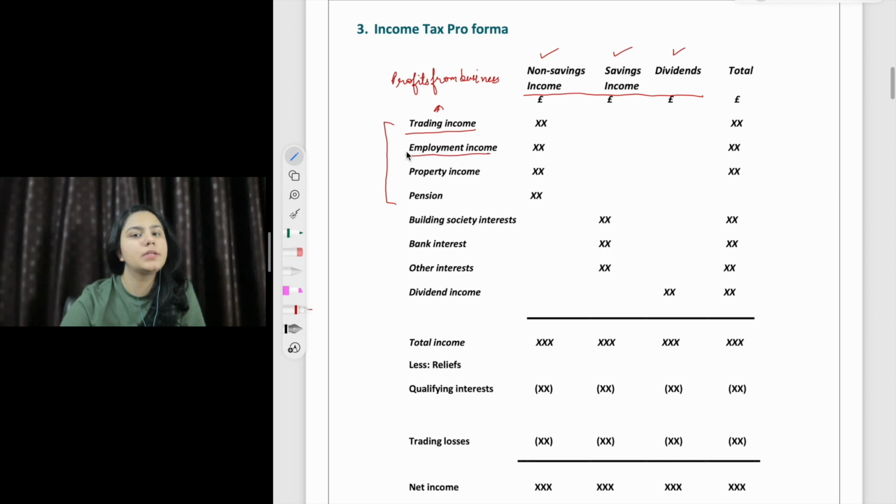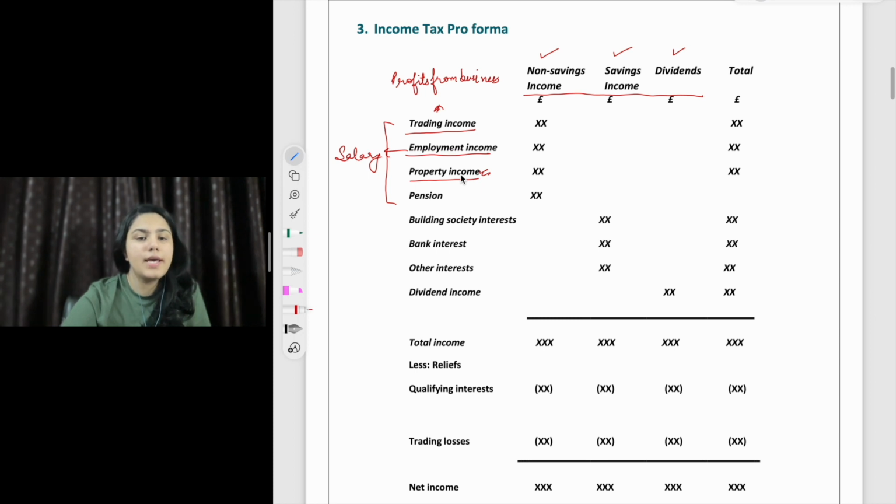Then we have employment income. This is your salary that you get from a job that you do, be it part-time, be it full-time. Then we have property income. Property income is rent received from the property that you have let out to tenants, be it a residential property such as flats or a house that you have given to tenants to live in, and it can be a non-residential property as well. For example, you have let out a place to a supermarket where they have opened their stores. Non-residential let out means that you have let it to a business for the purpose of conducting their business there.